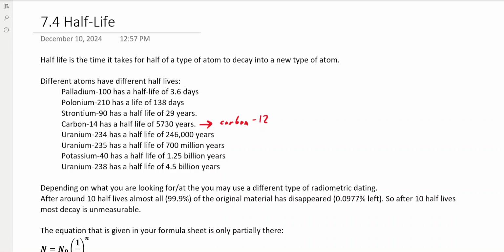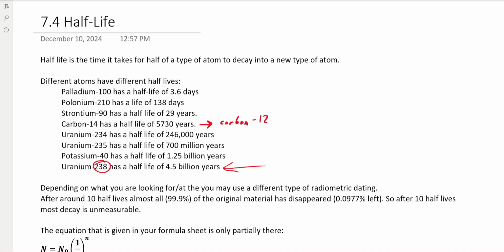And different atoms will have different half-lives. So you can see I tried to find a range of half-lives for you to compare to. But this is a fairly stable atom. If you look at your formula sheet, uranium likes to be at 238. So it's quite stable where it is, right? But these other ones, they're a lot less stable.